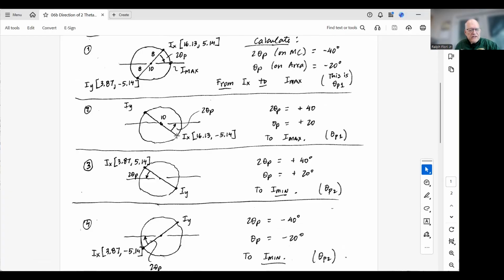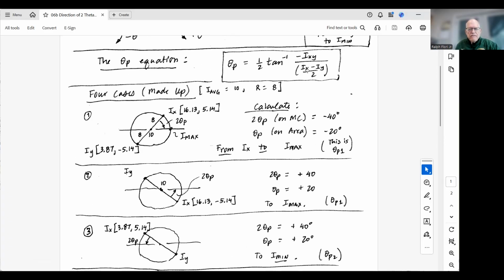If we plot Ix down here, which is 16.1 and minus 5.14, and if you plug these into the equation, you get 2 theta p is positive 40, or theta p is positive 20. And so positive means we're going counterclockwise from x. And again, that takes us to the nearest principal, which is Imax.